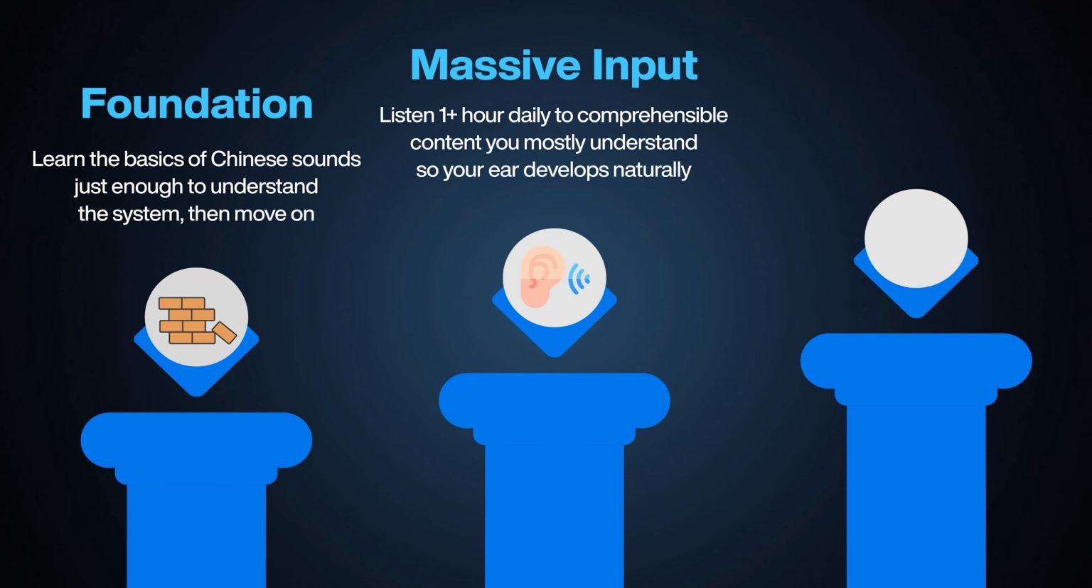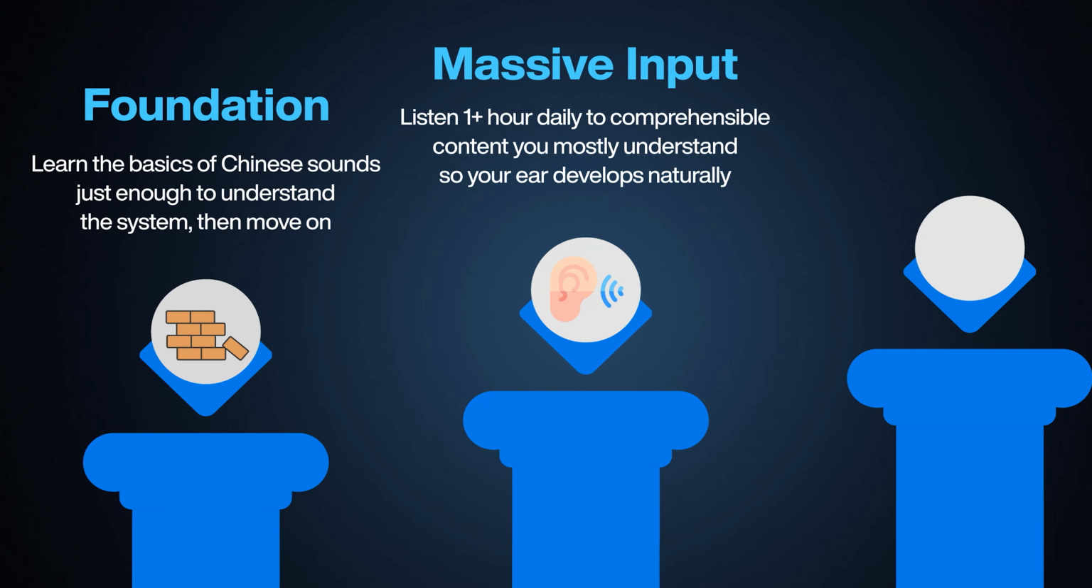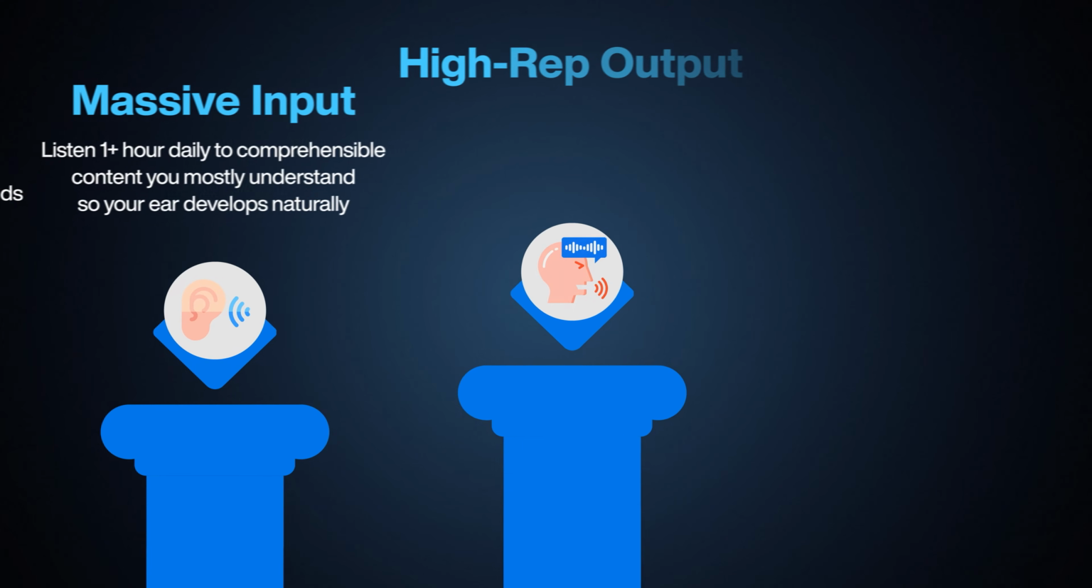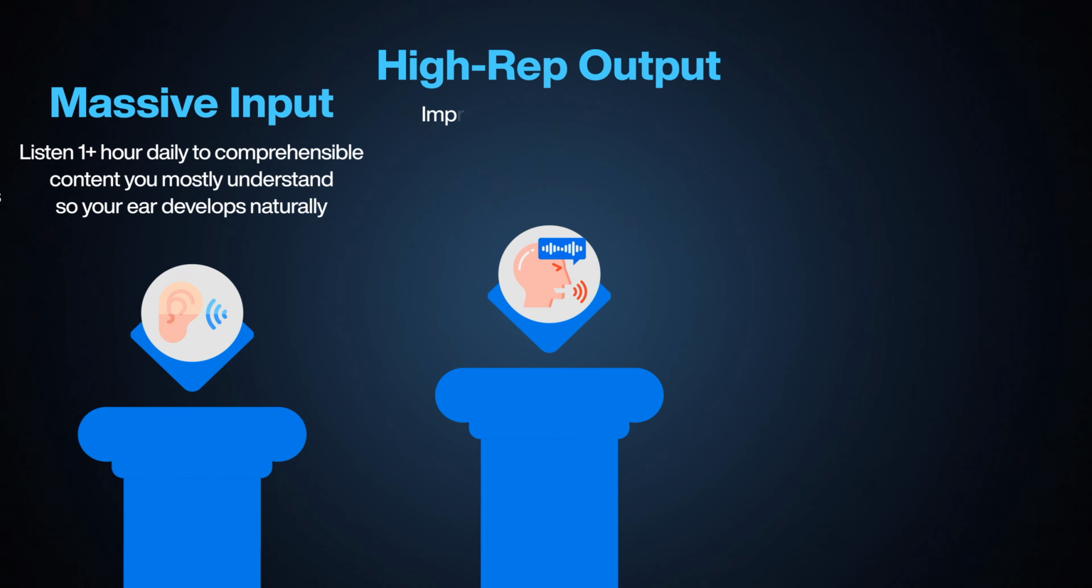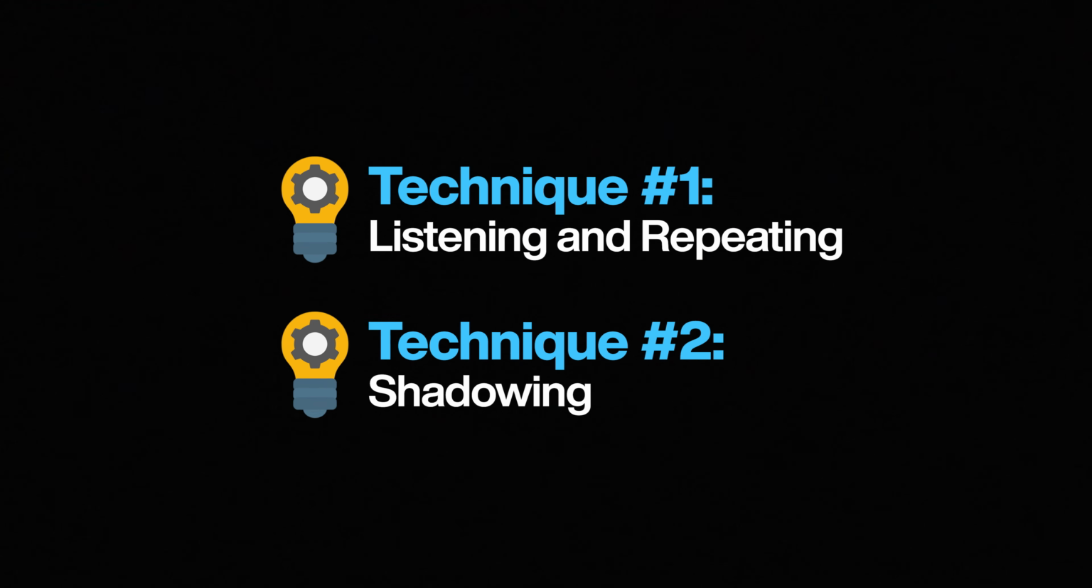So these first 2 pillars, you could say, are the foundational steps. And this third one is where your pronunciation actually gets fixed, where you actually start to sound like a native speaker. So pillar number 3 is high rep output. Input trains your ear, output trains your mouth. There are two main techniques, listening and repeating, and shadowing. So let me break down both in detail.